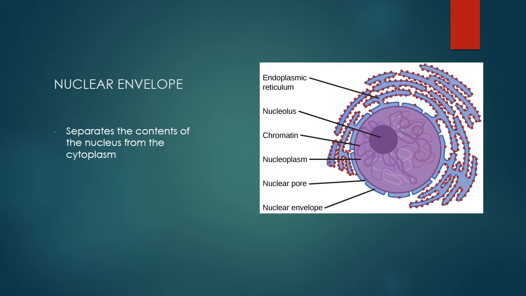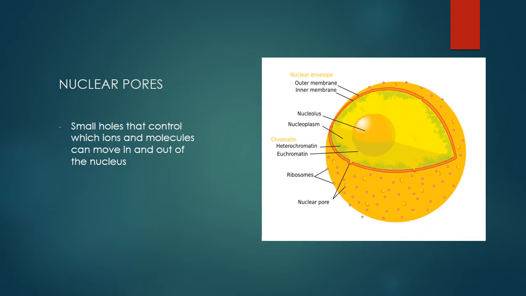Nuclear envelope separates the content of the nucleus from the cytoplasm, and it provides the structural framework of the nucleus. Nuclear pores. Small holes that control which ions and molecules can move in and out of the nucleus. The nuclear pores also allow necessary proteins to enter the nucleus from the cytoplasm.